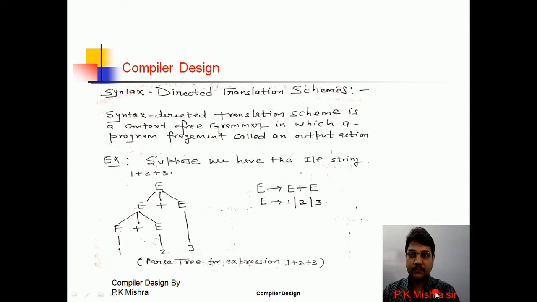Now see, syntax directed translation scheme. This is the third unit of compiler. Syntax directed translation scheme is a context free grammar. It is also known as SDT scheme. SDT scheme provides a method for describing an input and output. Till now we have seen a grammar, and for the grammar there is a parser.